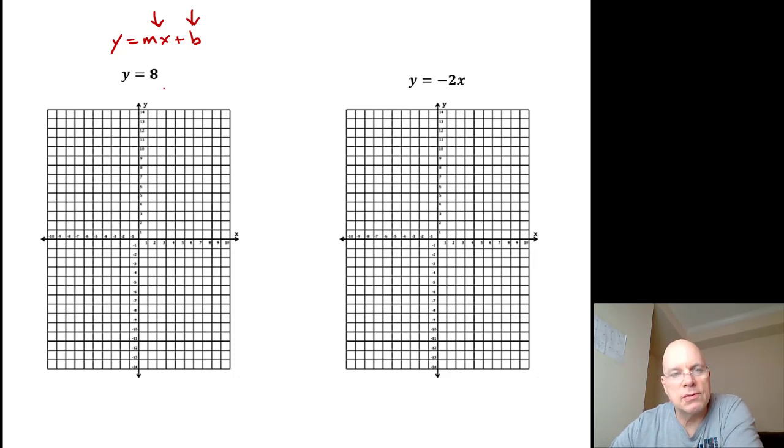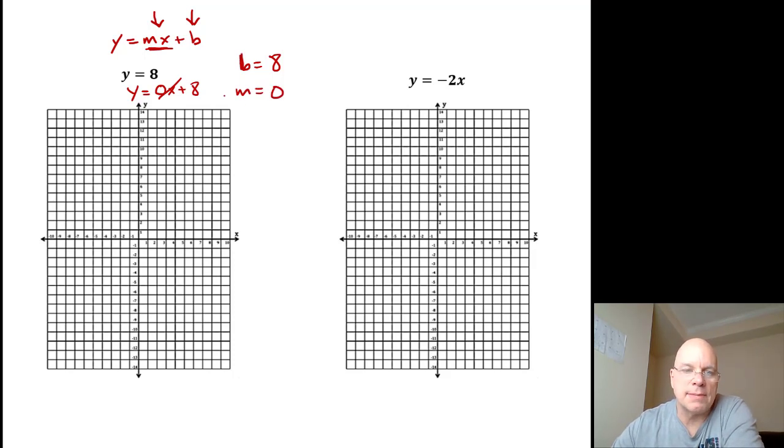What's missing? If you don't see any x, this is what's missing. So b is 8. But what is m? If there's no x, what's the only thing I could multiply by x that would make x disappear? 0. So when you see y equals 8, it's the same as y equals 0x plus 8, because 0x is 0, and that's why you don't see it. So m is 0. So b is 8.